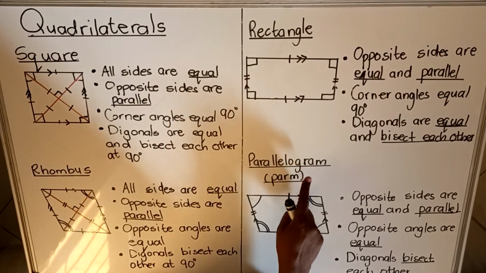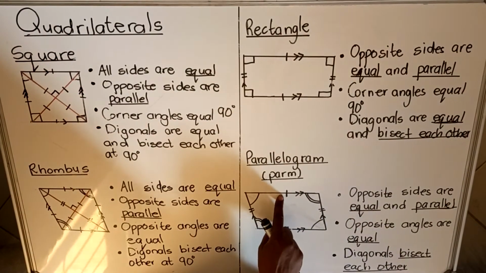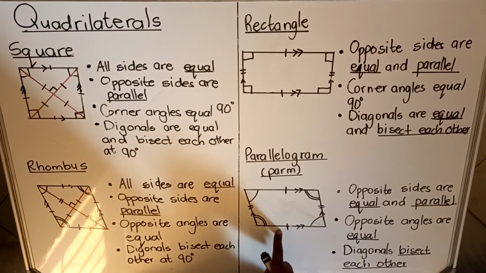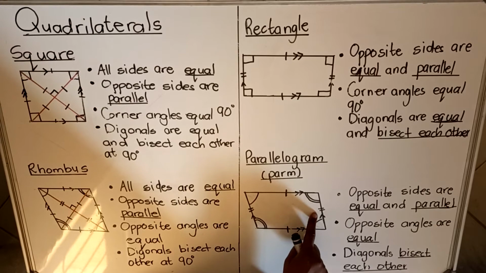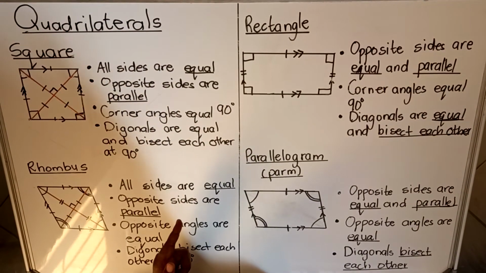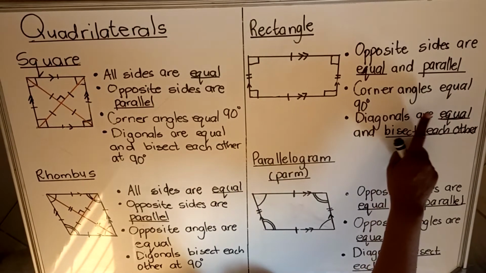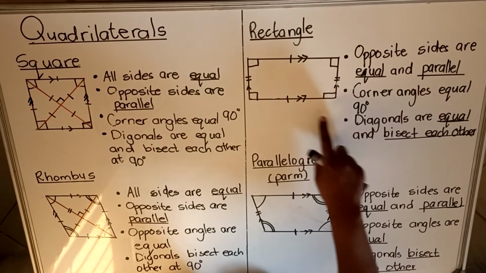With a parallelogram, it has the same property. Opposite sides are equal and parallel. So that line and that line, they are equal and they are also parallel. That one and that one, they are equal and also parallel. So that is what's similar with a rectangle and a parallelogram. Okay, the next property, the corner angles are equal to 90 degrees for a rectangle.